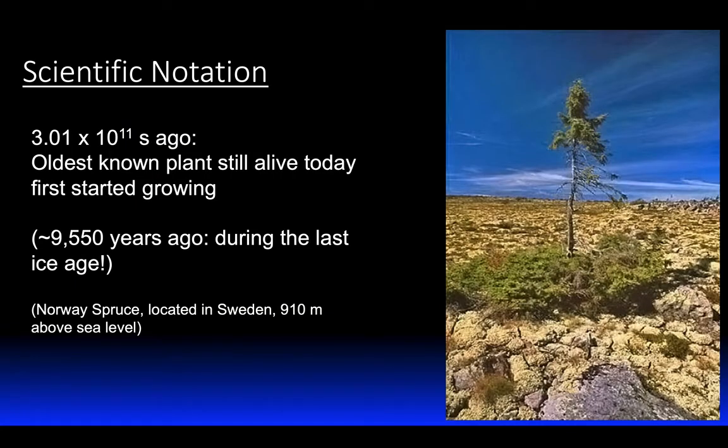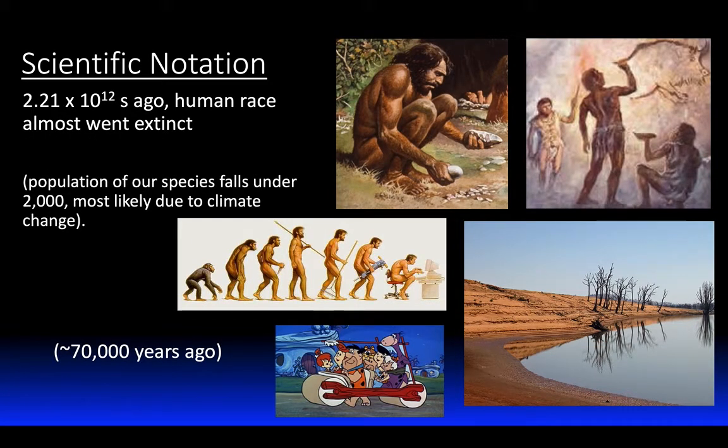About 10 to the 11 seconds ago, the oldest known plant still alive just first sprouted during the last ice age. And about 10 to the 12 seconds ago, the human race almost went extinct about 70,000 years ago. This was most likely due to a change in the climate due to a supervolcano that erupted. I don't know the exact details of this or if that explanation was updated to something else, but this is as far as I know.